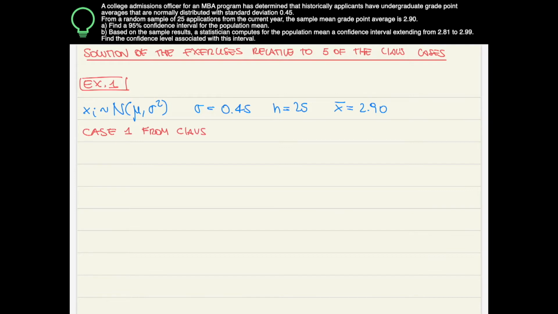The first question is find a 95% confidence interval for the population mean, right? So exactly case 1 from CHAOS. Why? Because we have a normally distributed population and the standard deviation or the variance is known. 1 minus alpha in this case, so the level of confidence, is 95% and alpha is 0.05. So a confidence interval with confidence 0.95 is given by the scheme: x bar plus or minus z alpha over 2, so this will be z 0.025, times sigma over square root of n.